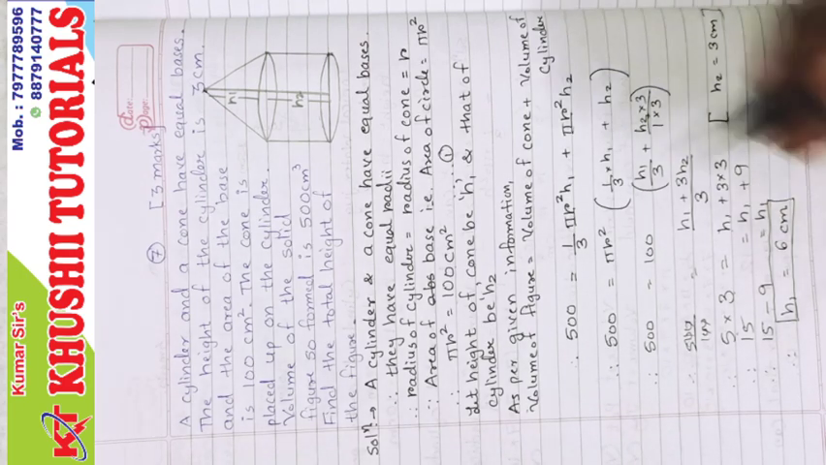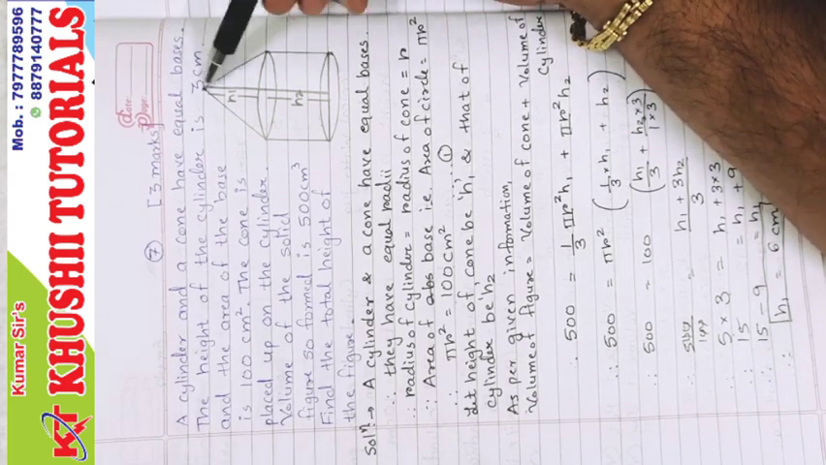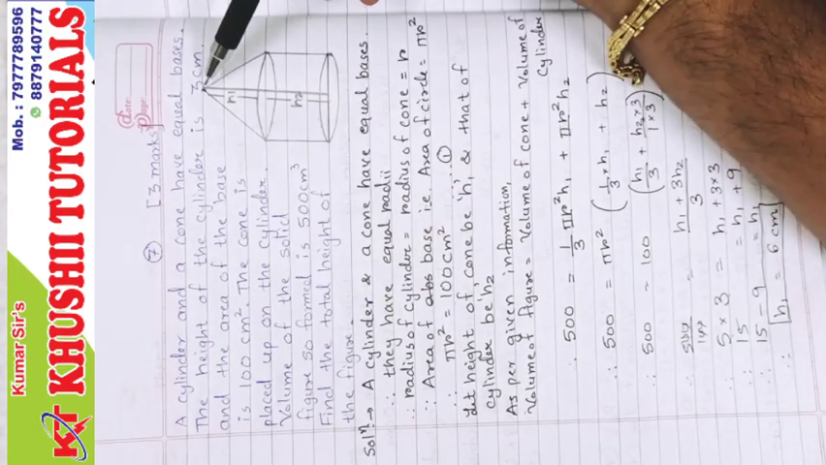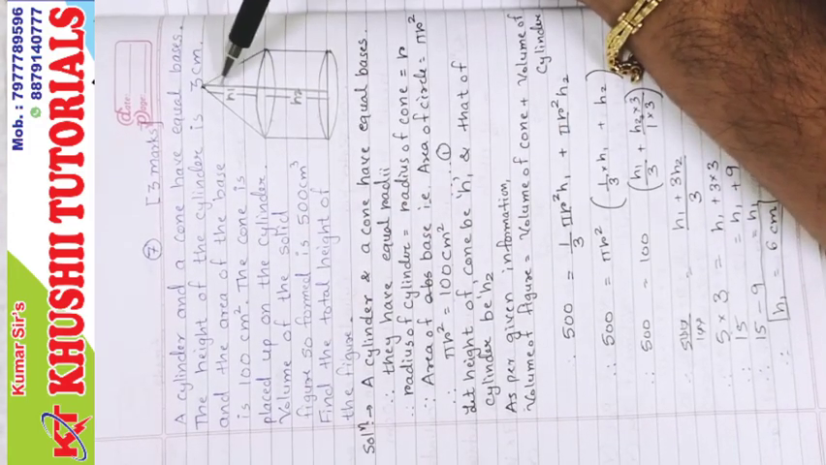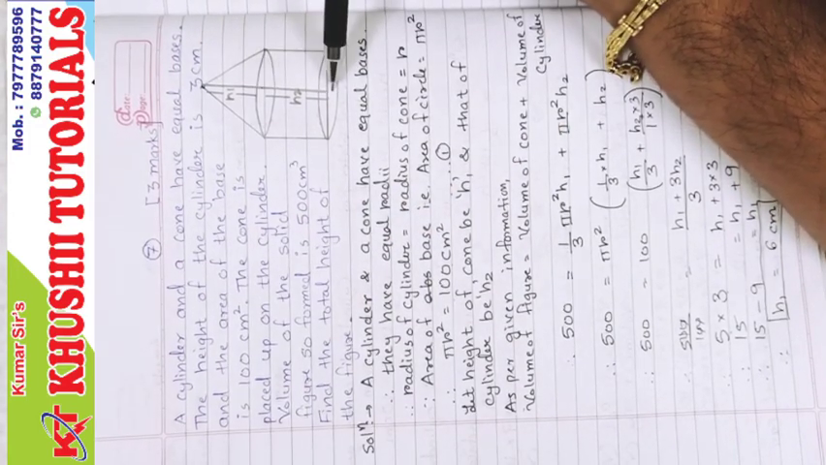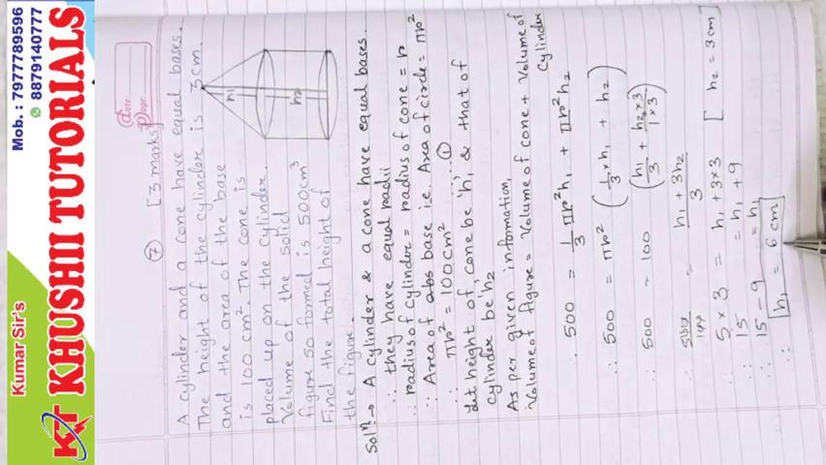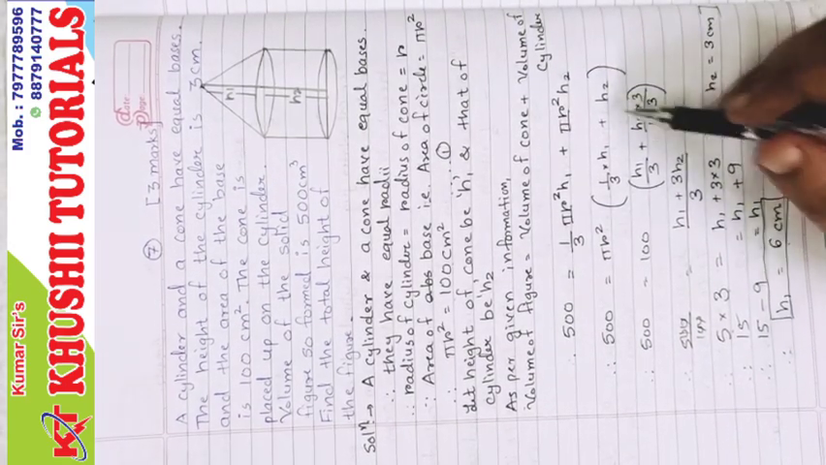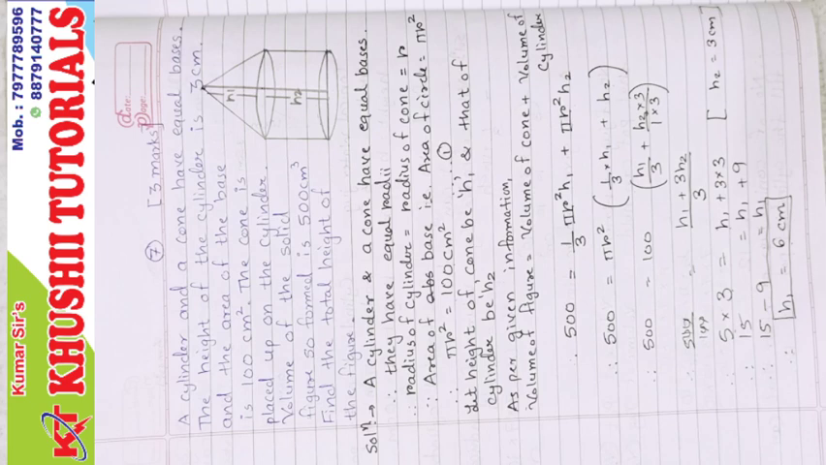Now total height, we need to find the total height of the figure. The total height of the figure is h1 plus h2. h1 is 6, h2 was 3, so 6 plus 3 is 9.